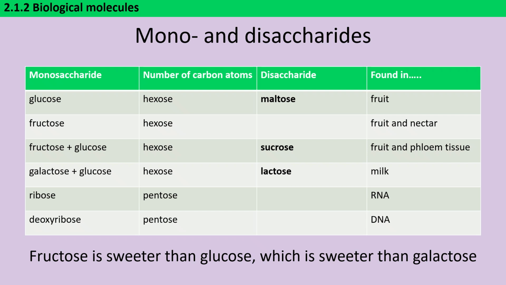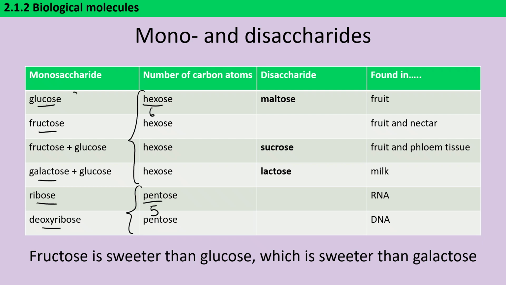So we'll start with monosaccharides, which are glucose, fructose, galactose, ribose, and deoxyribose. And you'll notice that these are split into hexoses and pentoses. And you can probably figure out, based on your maths knowledge, that hex refers to 6 of something and pent refers to 5 of something. So this is actually the number of carbons that are found in these molecules.